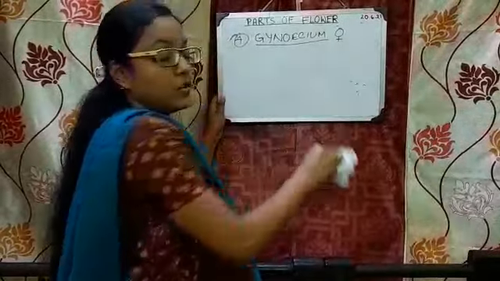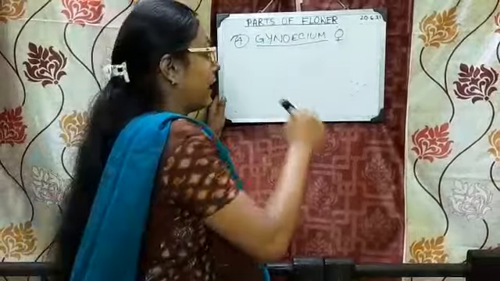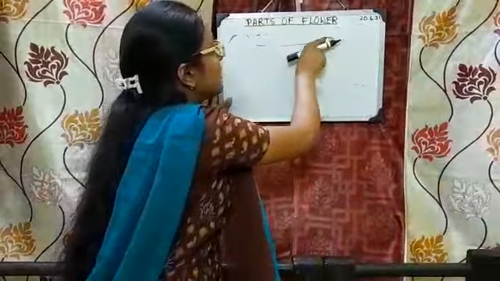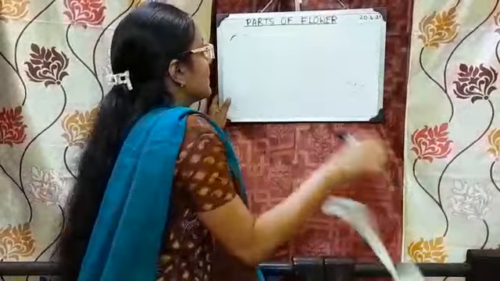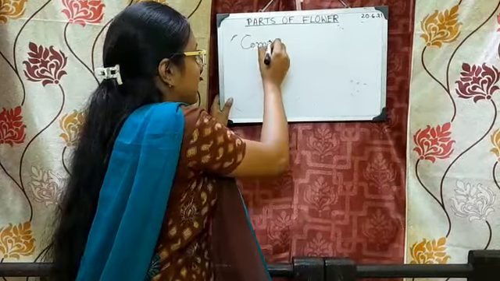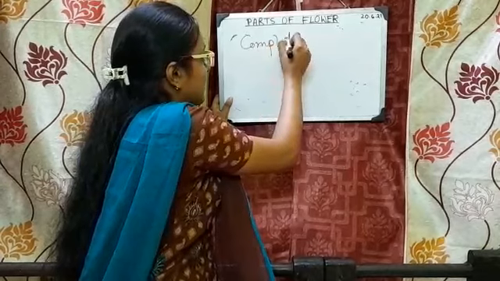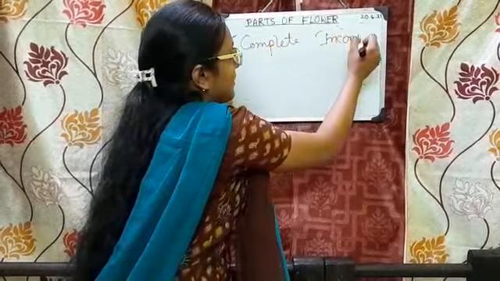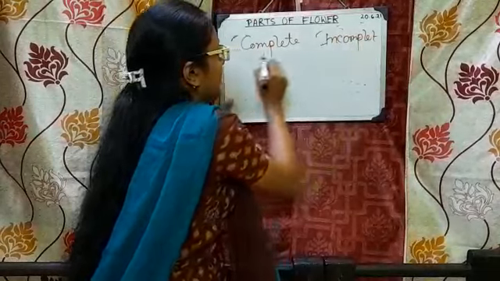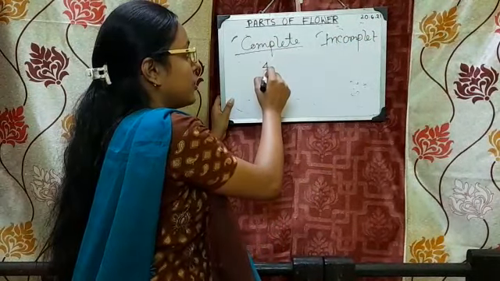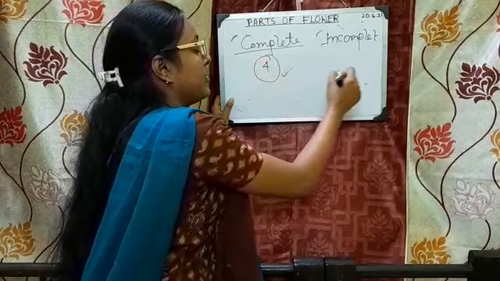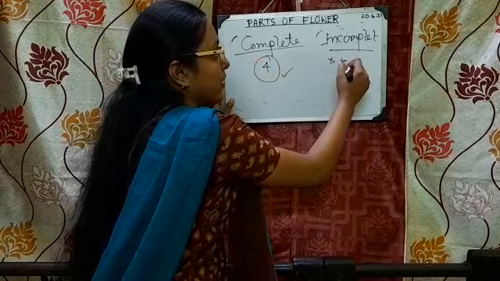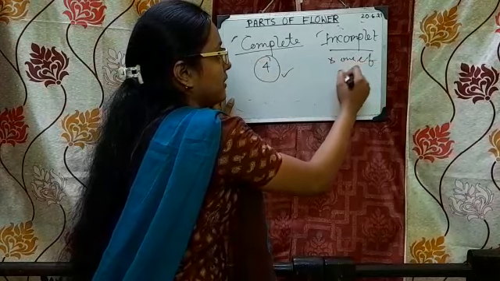Okay, so complete and incomplete flower. Complete flower contains 4 of the parts, but incomplete flower lacks one of the parts.